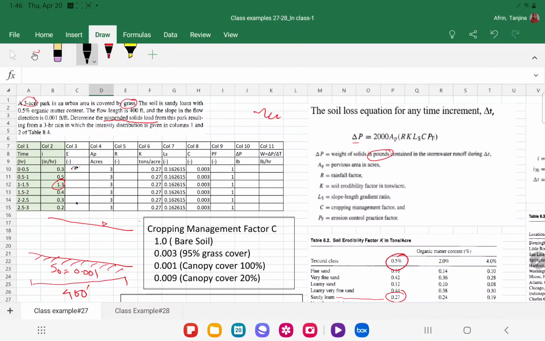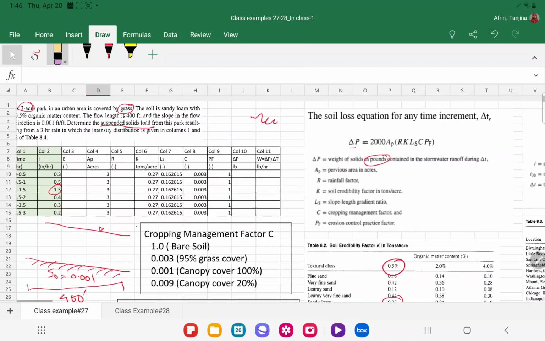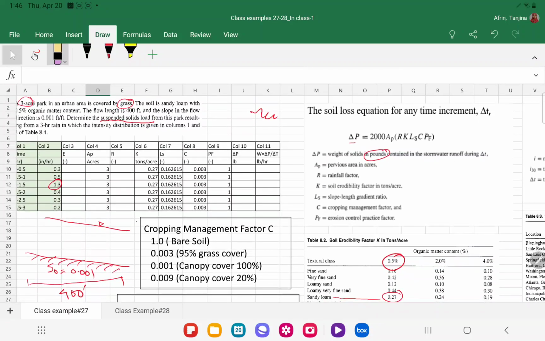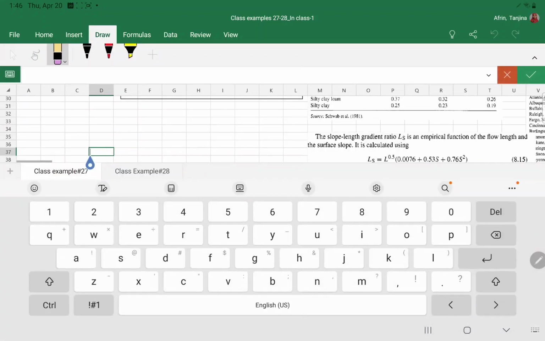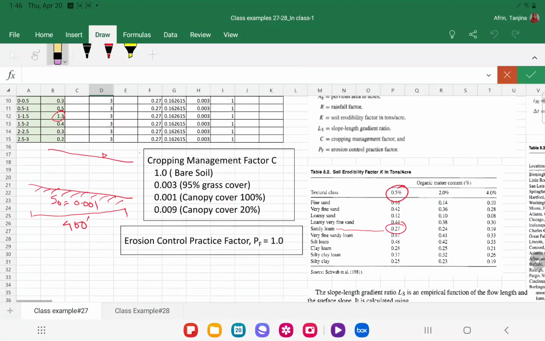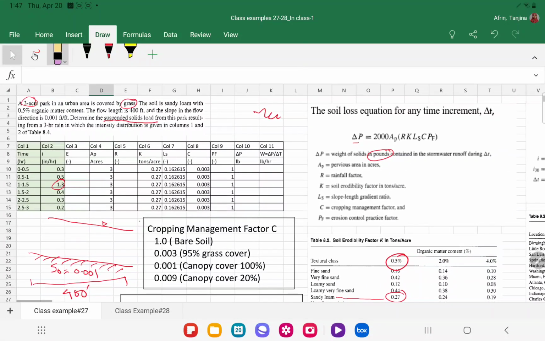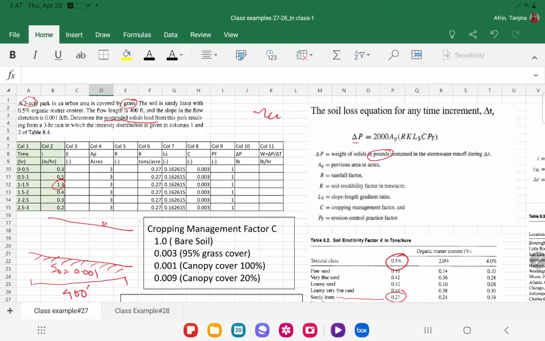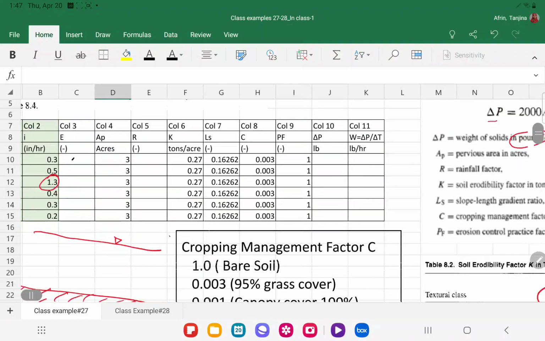Okay, so maybe I need to remove these, and then find out the... something is happening here.